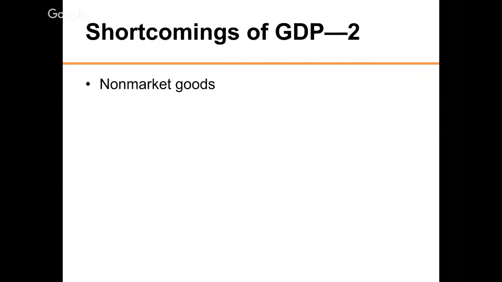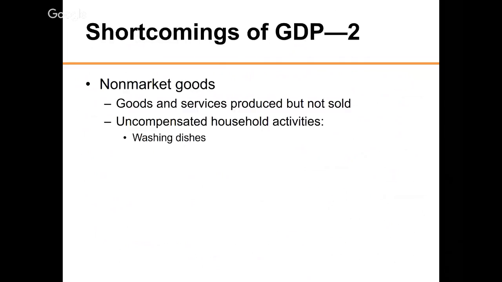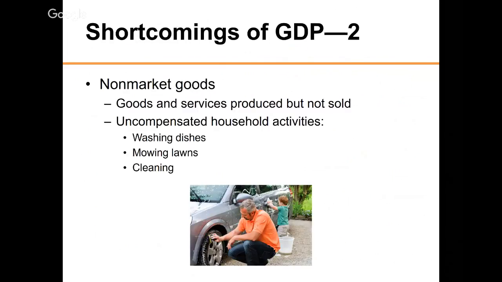Okay, so first, non-market goods. These are some of the production that's not included in the economy, but they're good for us. So, for example, if you decide to wash your own car, do a car wash for your own car, now you don't pay yourself for it, right?